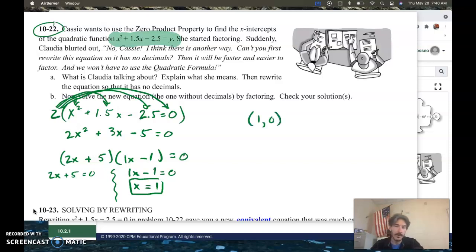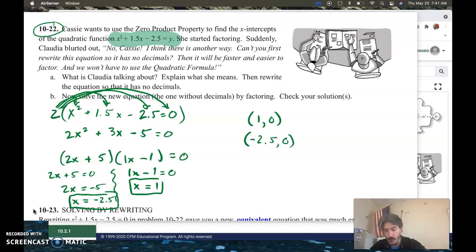The other one, a little bit more work, but not much. I subtract 5 from both sides, and when I do so, I get 2x equals negative 5, and then I divide by 2 to get x equals negative 2.5. It's a coincidence here that the x-intercept and the y-intercept are the same. Don't necessarily falsely conclude that that's always going to happen, but this would just be (negative 2.5, 0), right?